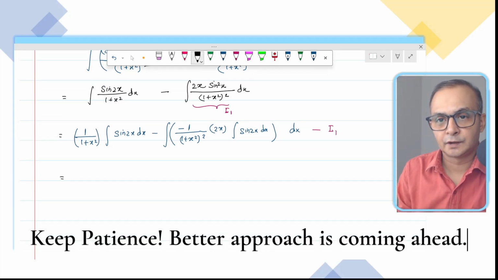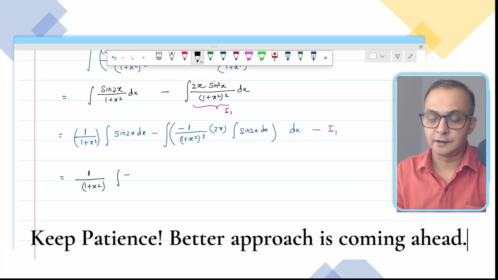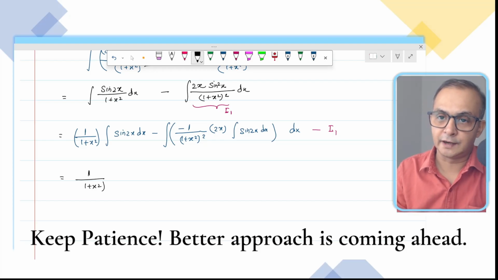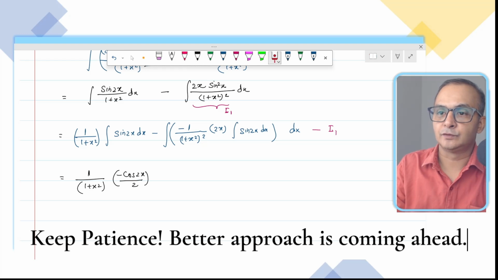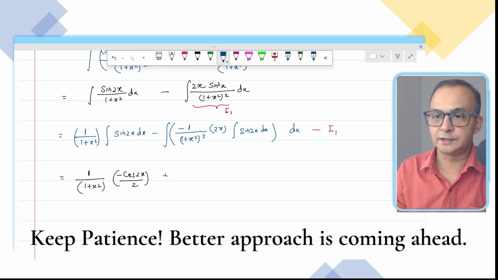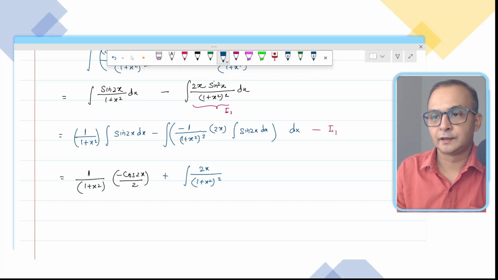Okay, now what we get here is the integration of 1 plus x square and sine 2x will give you integration, that is minus cos 2x by 2. This minus and this minus will become plus, and this is 2x by 1 plus x squared the whole square and is again minus cos 2x by 2, and again dx, and of course it's a minus I1.